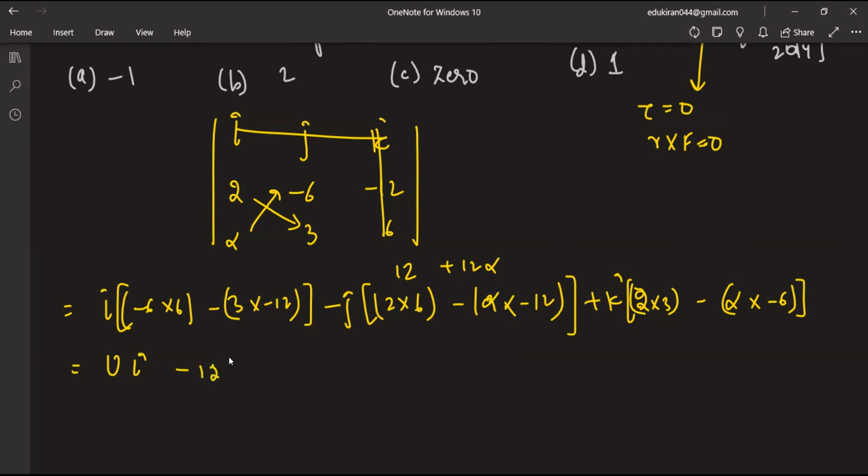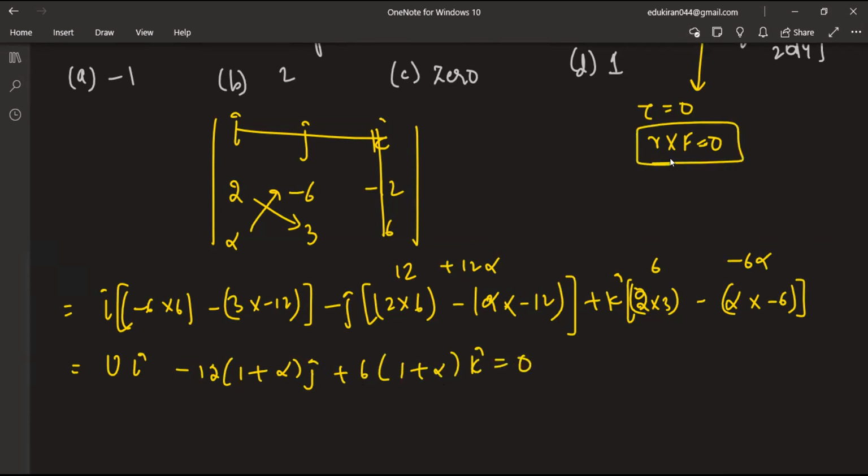So take minus 12 common, 1 plus alpha j cap will be left. Same way, this is 6, this is minus 6 alpha, that becomes plus 6 alpha. So take plus 6 common, 1 plus alpha k cap will be left. This will be equal to 0, right? Because there's a condition given in the question. So 1 plus alpha will be 0. Alpha will be equal to minus 1.